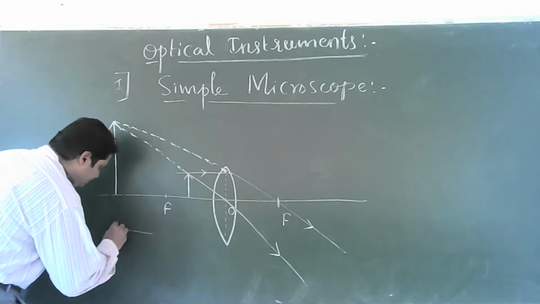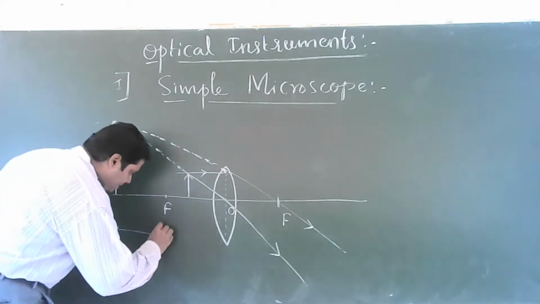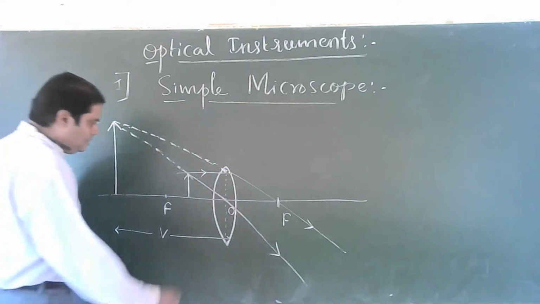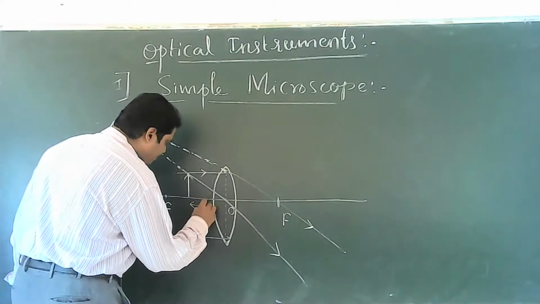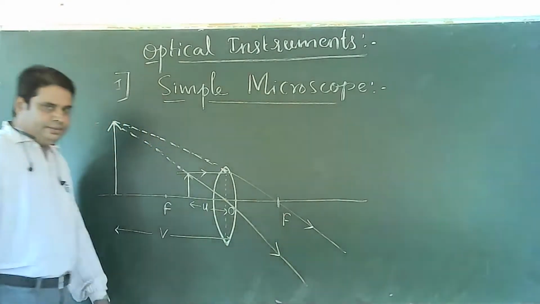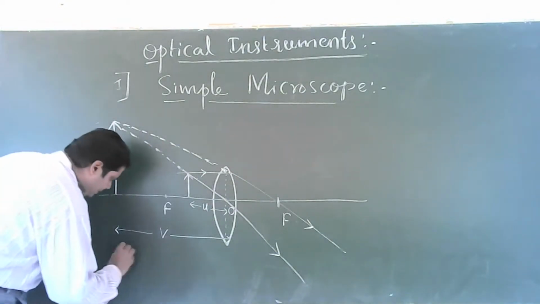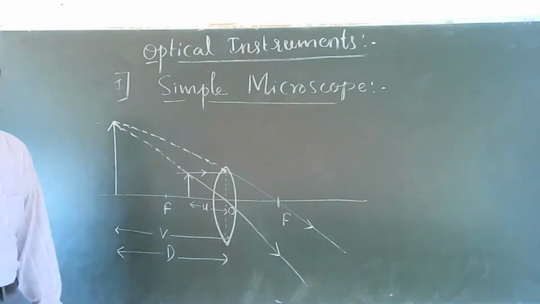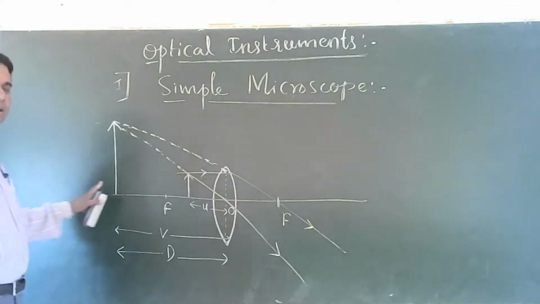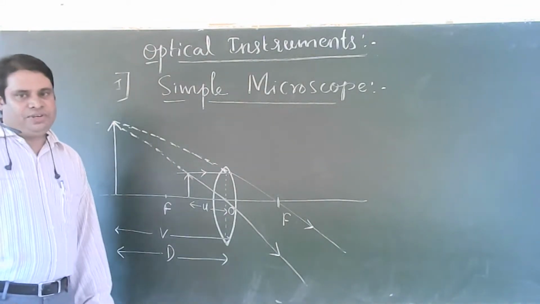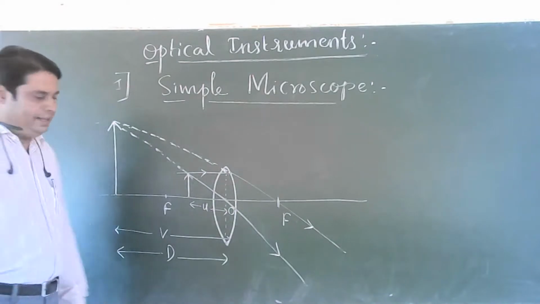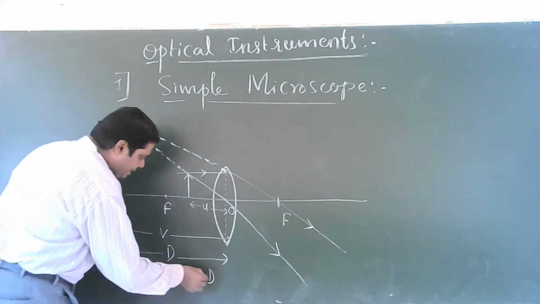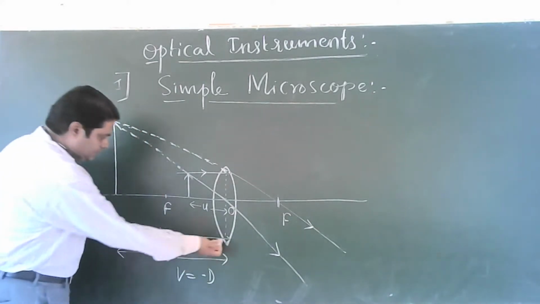This distance is nothing but the image distance. Of course, this distance will be your object distance. This position is also represented by D. Why? Because D is the least distance of distinct vision. This distance is represented by D. Here V is equal to D. Of course, it's minus D, your sign convention, you know.